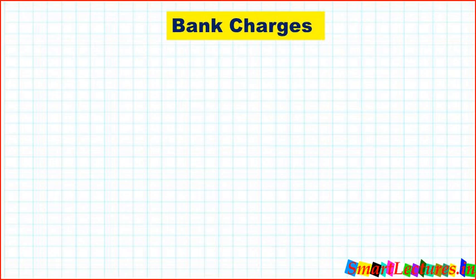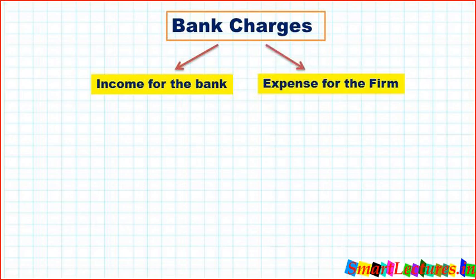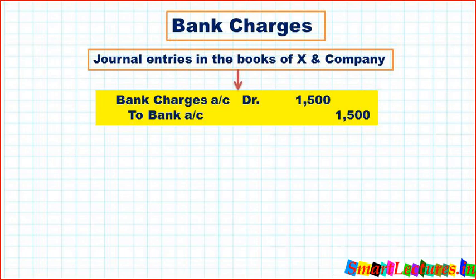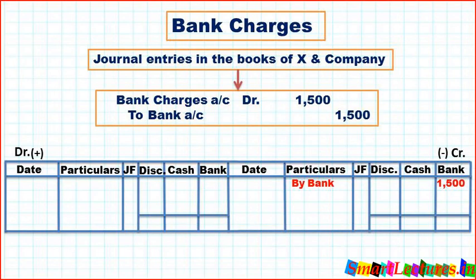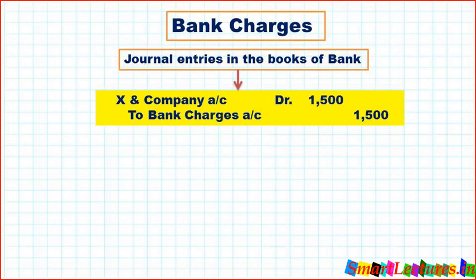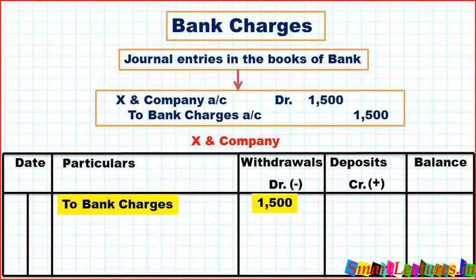Number 6. Bank charges. You know, bank charges something every year or after 6 months or on monthly basis for its services, and they are called bank charges. Bank charges are income for the bank but expense for the firm. In the books of firm it will be bank charges account debit to bank 1500, and in the cash book by bank charges 1500 in the bank column. But in the books of bank the journal entry will be X and company to bank charges 1500, and in the passbook X and company at the top to bank charges 1500 on the debit side, means minus side.